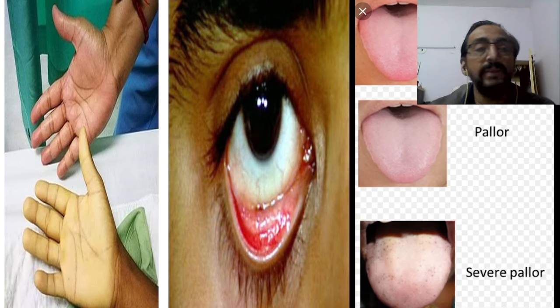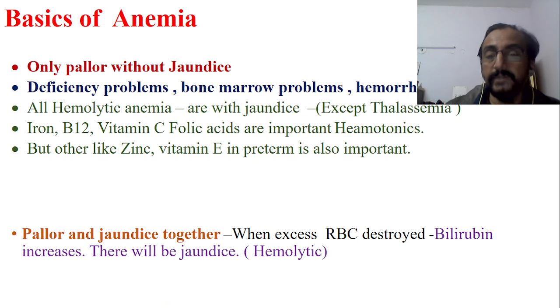These are some pictures which show no pallor, pallor, and severe pallor. The first picture is suggestive of examination by palm. The second picture is palpebral conjunctiva, and the third picture is the tongue. You can appreciate the severity of the pallor in these three pictures.